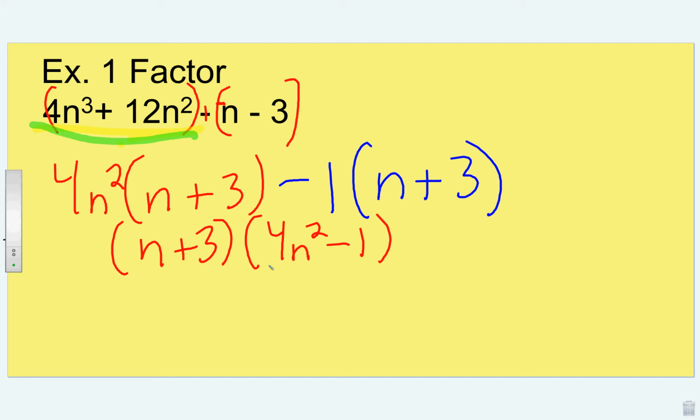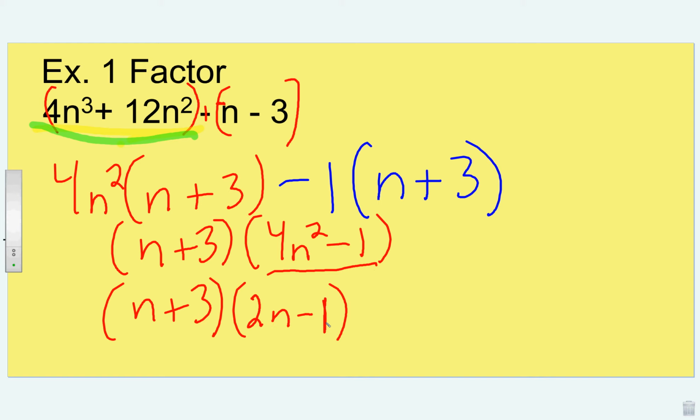Okay, because yesterday we had this. This right here is difference of 2 squares. So on the front I have n plus 3, and that's going to hang out for a moment. But over here, I'm going to square root 4n squared. I'm going to have 2n. I'm going to square root 1. And then 2n plus 1. So this was our difference of 2 squares that you have to sometimes recognize.